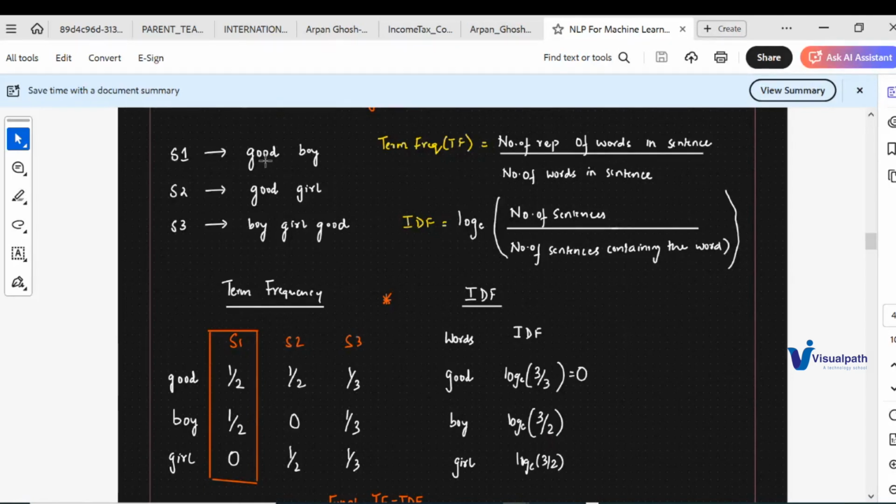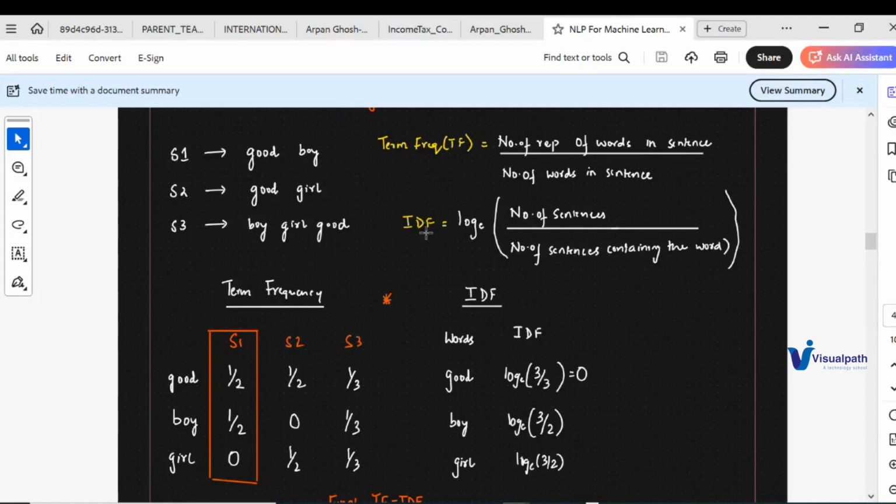So term frequency is the number of times the word comes in the sentence divided by the total number of words. The total number of words is 2, so 1 by 2, right? Boy is also once, so 1 by 2. Girl is not there, so 0 by 2, which is 0. Okay, this is term frequency. Similarly, you can understand sentence 1, sentence 2, sentence 3.